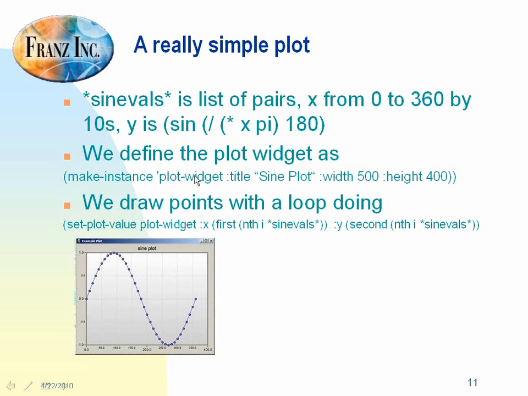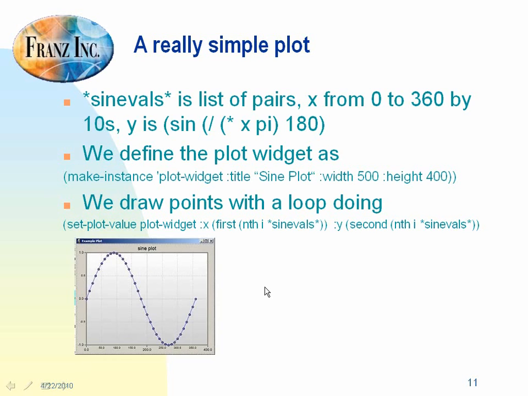fairly simple definition here, only specifying a few of the keyword arguments, which are specifying the details of the plot widget. This is a call to make-instance, and it says make an instance of the plot widget. We're specifying the title, the width, and the height. And then we draw points on this graph with a dotimes loop, or it could be a dolist loop, but as you will see, it's a dotimes loop running through set-plot-value. And the result of this is that it prints the sine curve.